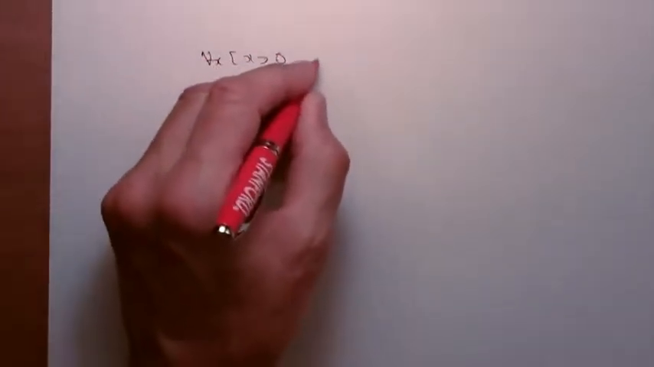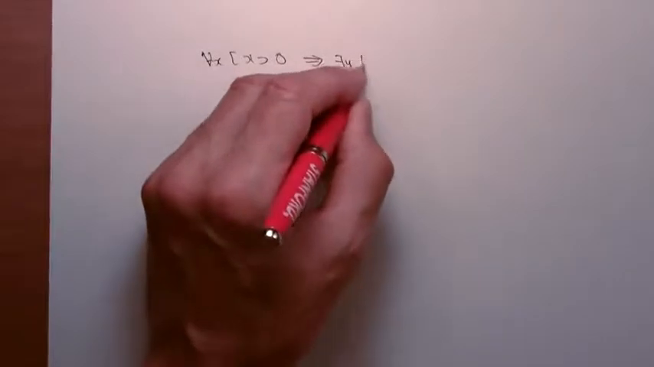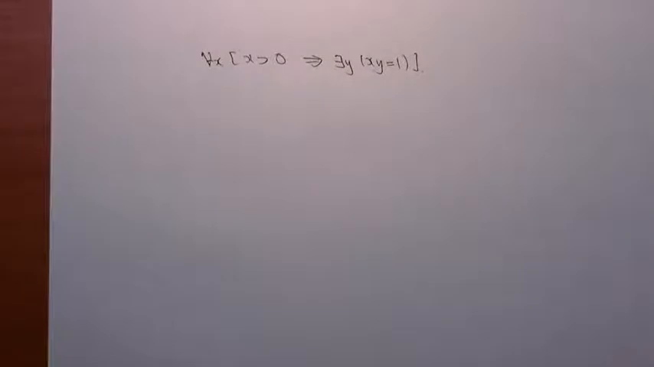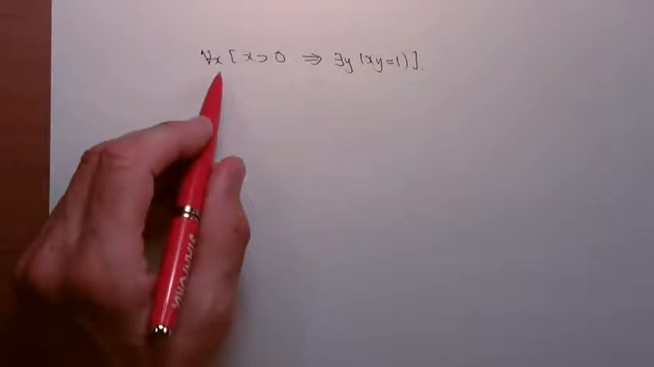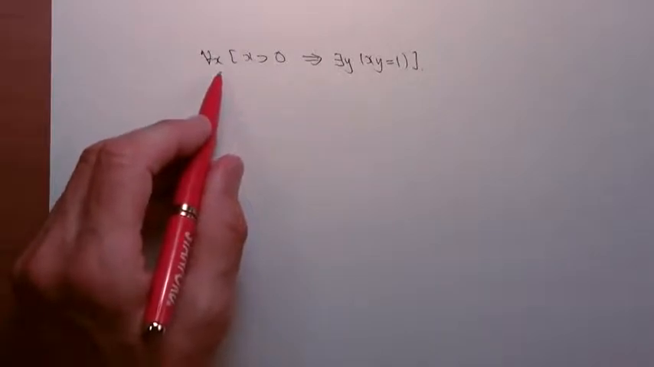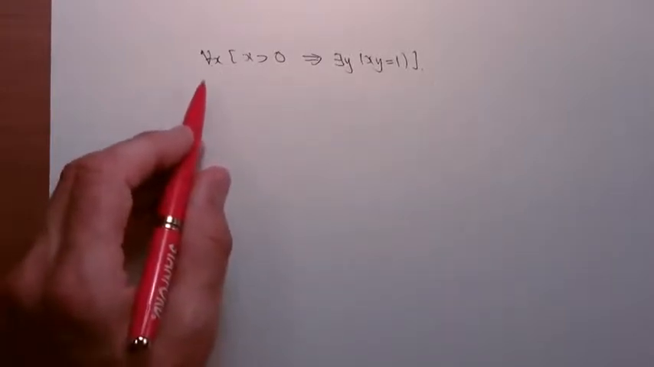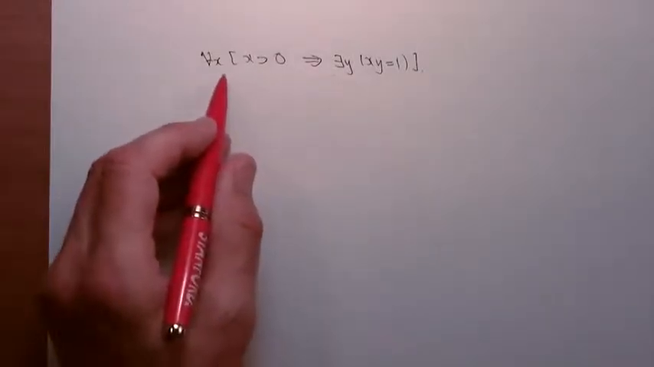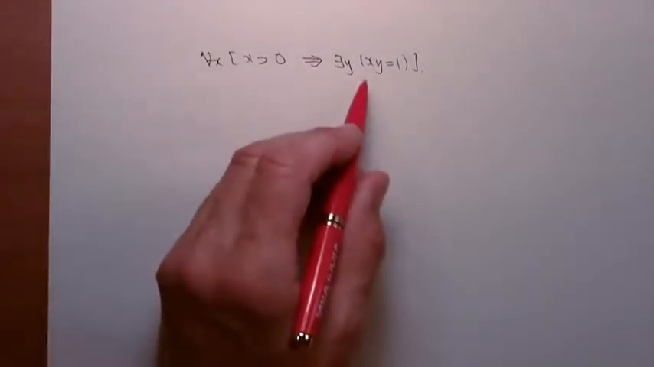Next point. Suppose I write down a sentence like the following. For all x, if x is greater than 0, then there is a y such that xy equals 1. Is that true or is it false? Well, there's no way of knowing. It depends what the x denotes. If x denotes a motorist or an automobile or a healthy team player, it's completely nonsensical. If x denotes a natural number, it makes sense, but it's false. If x denotes a rational number, it makes sense and it's true.